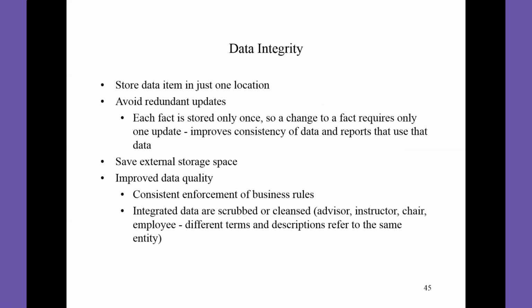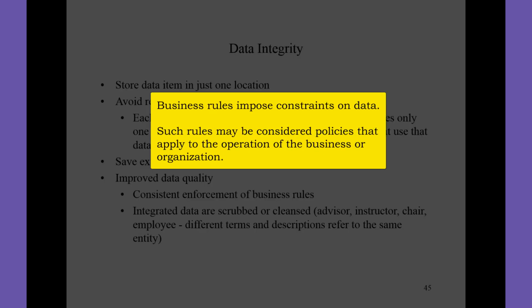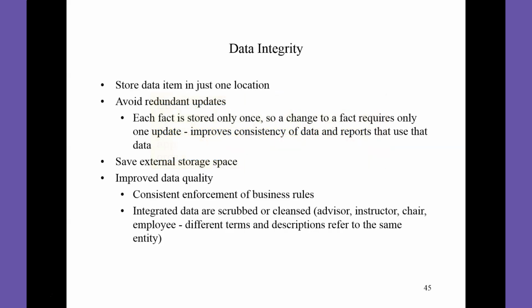Data integrity refers to the validity and accuracy of data. Data stored in a database is subject to business rules. We've briefly discussed relationships. Let's consider a simple example of a business rule. It might state that an employee is assigned to exactly one department. That is, an employee must be assigned to a department.